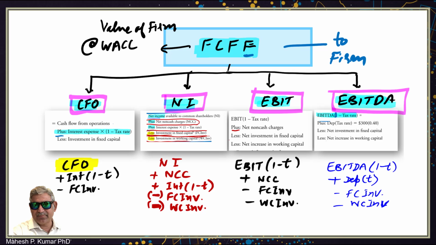For exact numbers and various scenarios, there are different learnings on that, but this is the one which gives the overall big picture on how to compute free cash flow to the firm from various situations, like from CFO, from net income, from EBIT, and from EBITDA.